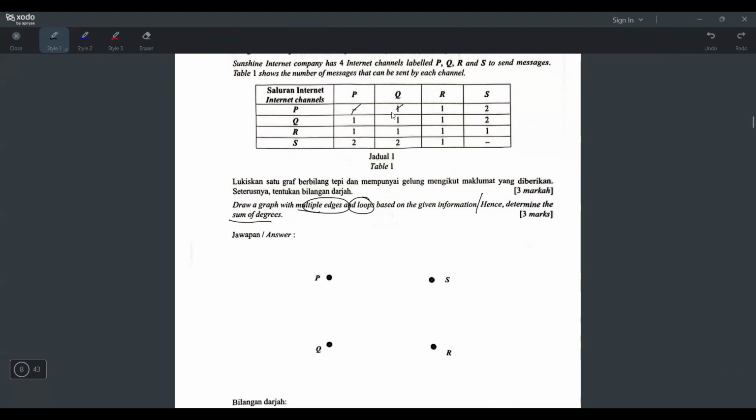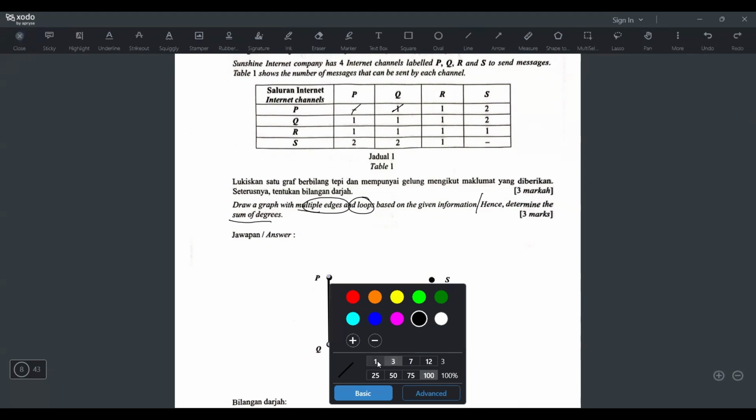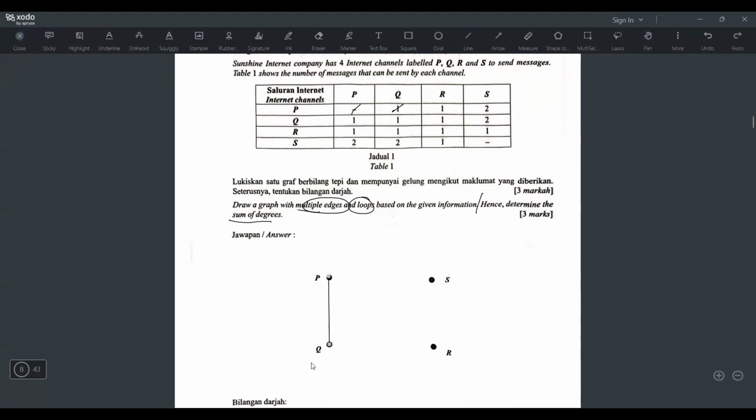All right, next one, P to Q, there must be one line going from P to Q. So you just use your ruler, draw a line from P to Q, and that's it. And you don't have to do any arrow or labeling, no need. Because I told you already, this is not a directed graph, and also it's not a weighted graph, right? If it's a weighted graph, they would mention it in the question. Don't worry about that, right?